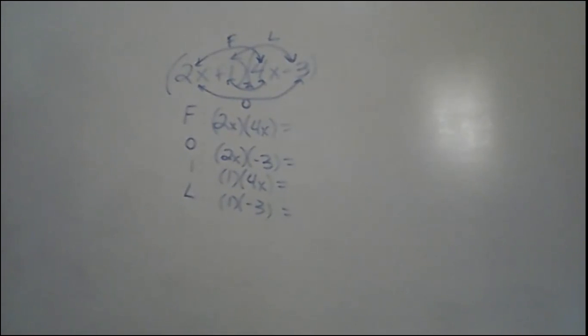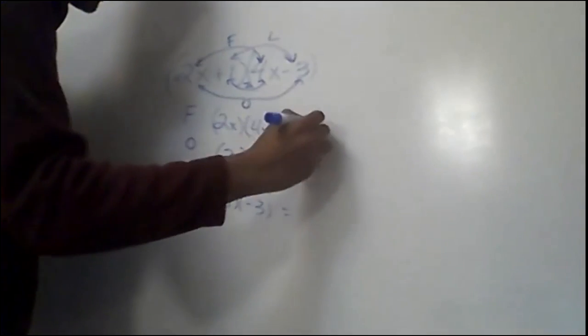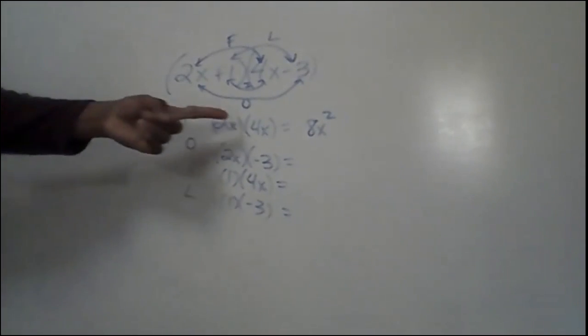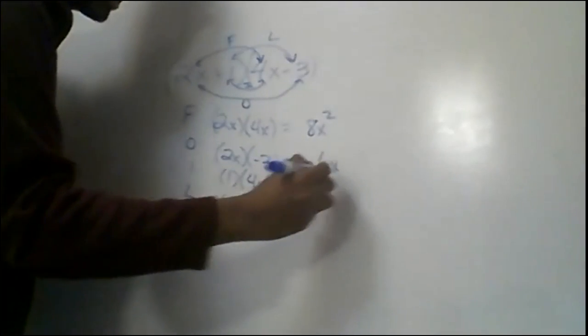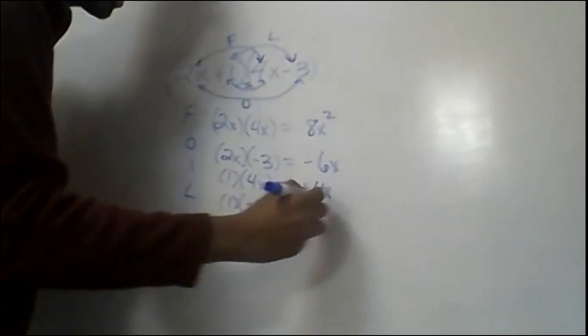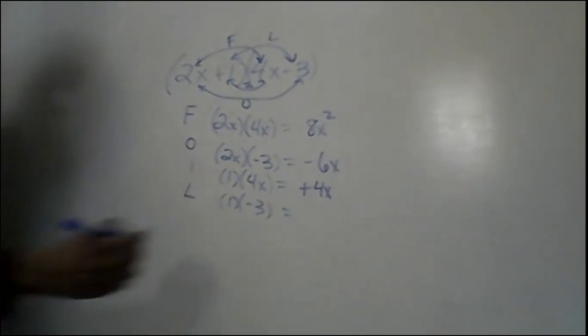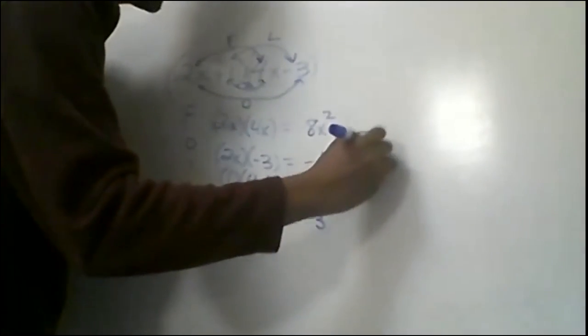First, outer, inner, last. So we do that, and we get 8x squared. Why is it squared? Because we're multiplying. Outer, negative 6x. Inner, plus 4x. Notice I put a plus 4x there. Your calculator won't say plus 4, it'll just say 4. But I put a plus 4 because there is a sign associated with it, a positive sign. Minus 3.